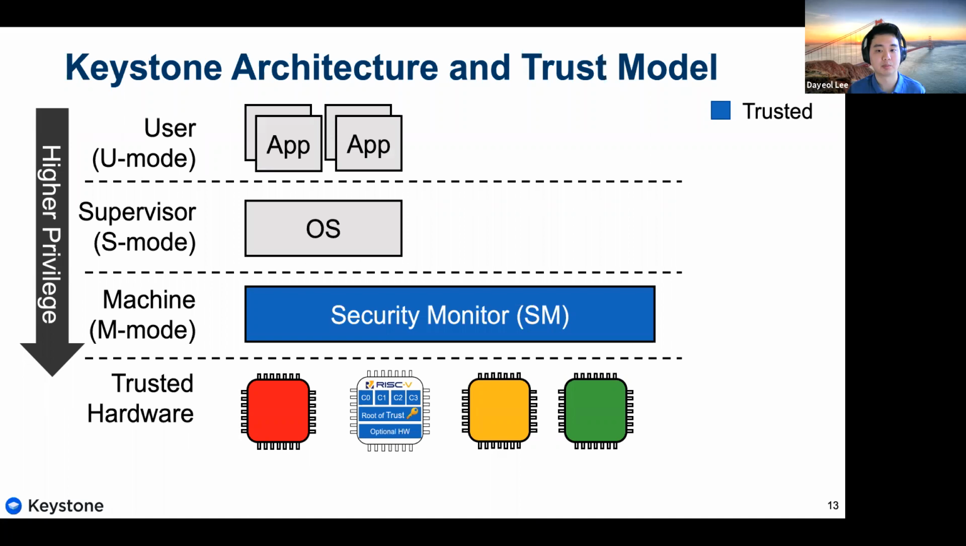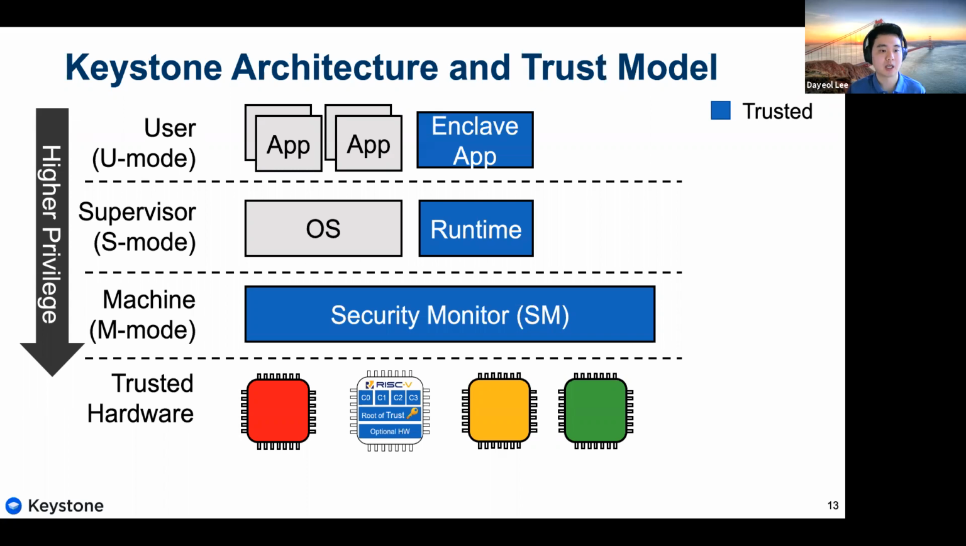On top of that, there's a traditional operating system and legacy application running on top of that. And then the host, I'll call these legacy stack host. And the host can launch and execute enclaves by calling the monitor using the SBI interface. And each enclave will be an isolated execution environment protected by the hardware and consists of 2 components: enclave application, which runs in user mode, and the runtime, which runs in kernel mode.